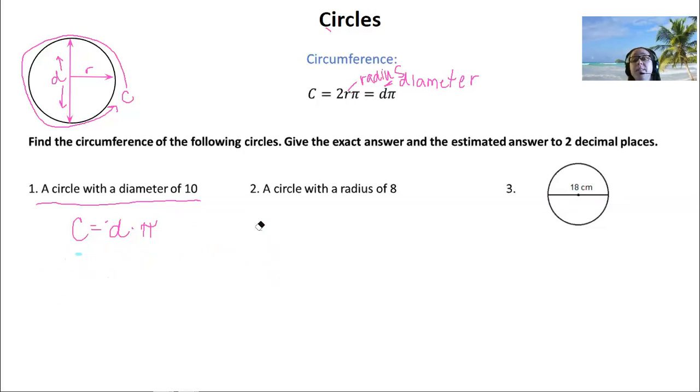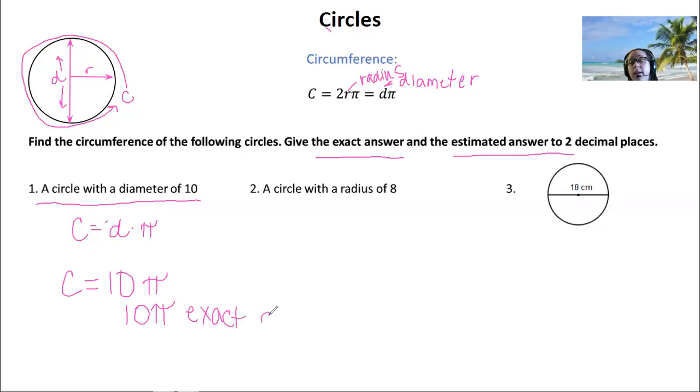But we just want to find the distance around this circle. And they're going to want an exact answer and an estimated answer. So first, the exact answer, we're going to take diameter of 10 times pi. And guess what? 10 times pi is just 10 pi. I'm done. That is my exact answer.